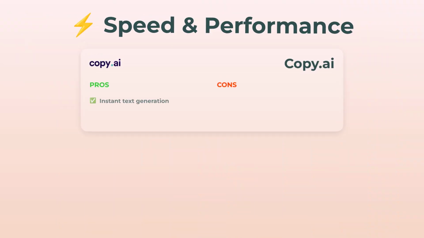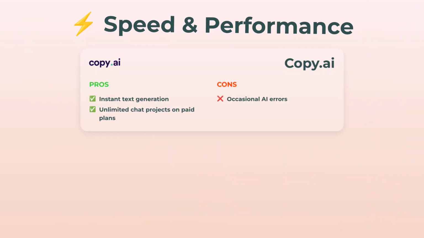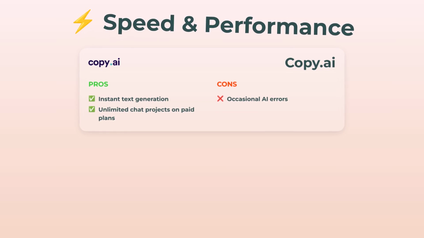Let's talk speed and performance. Copy.ai churns out text instantly, even if you're juggling multiple chat projects. Sometimes the AI gets a little quirky or throws errors, but hey, overall, snappy.